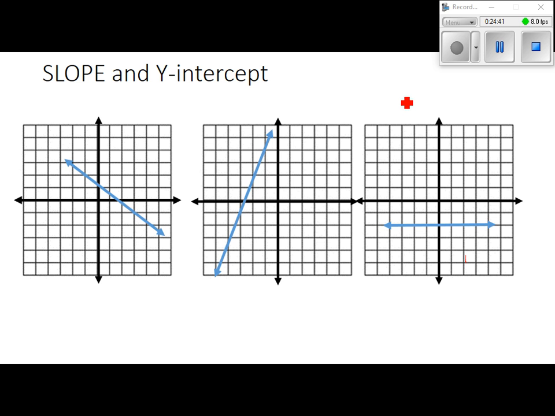y equals mx plus b. That's slope-intercept form of a linear equation. Now, don't get that confused. You might want to write that down somewhere: y equals mx plus b. What does the m stand for? That's your slope, and the b is the y-intercept. Might be a good thing to have in your notes.